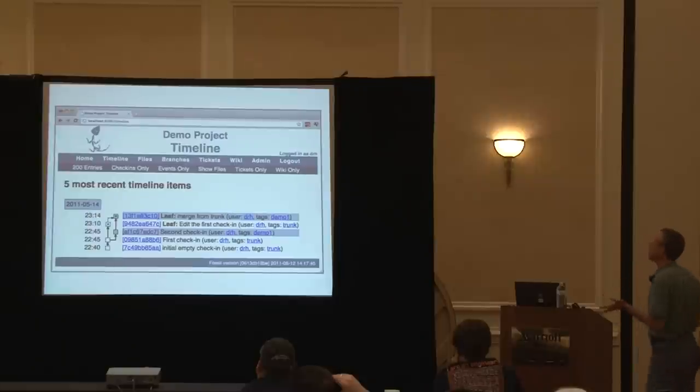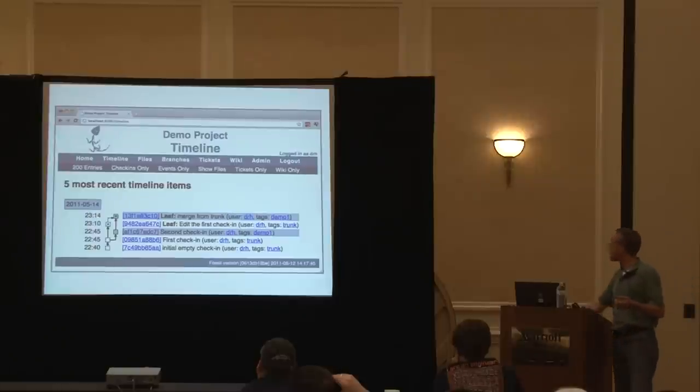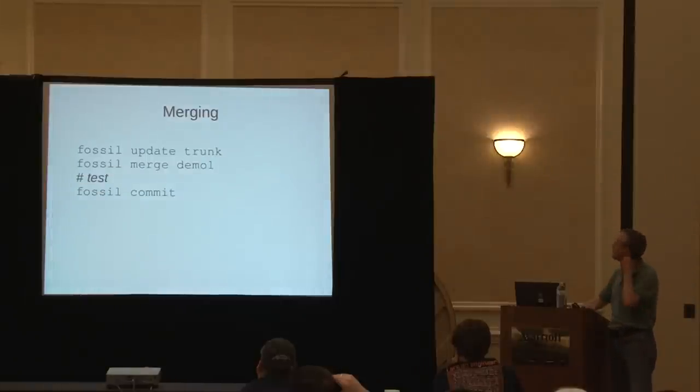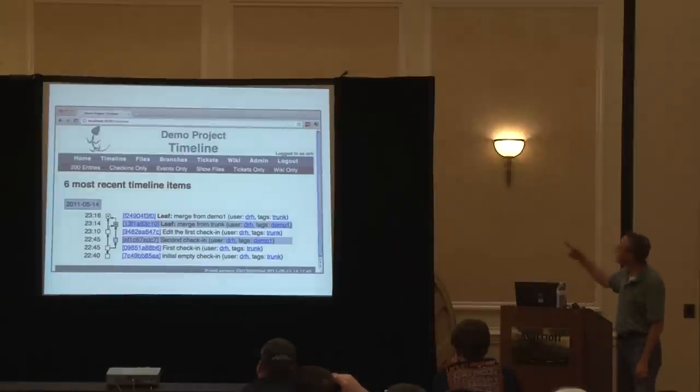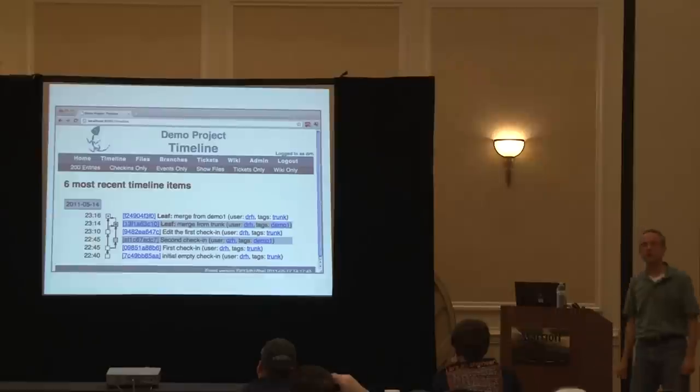Now suppose I wanted to close that branch out completely. I could go back over here and update to the trunk and then merge demo 1 into trunk, and then commit again, and that would merge the demo 1 into the trunk like that.